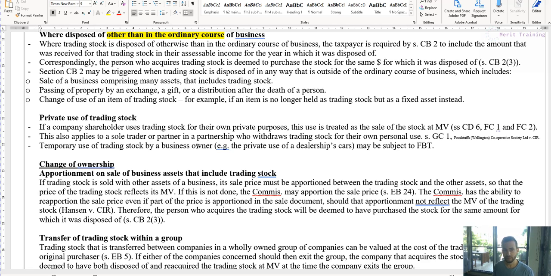So if a company shareholder uses trading stock for their own private purposes, this is treated as the sale of the stock at market value. This also applies to a sole trader or partner in a partnership who withdraws trading stock for their own personal use. And temporary use of trading stock by a business owner, for example, the private use of dealerships' cars, may be subject to FBT as well. But usually it's one or the other. If FBT applies, then you don't need to do this disposal.